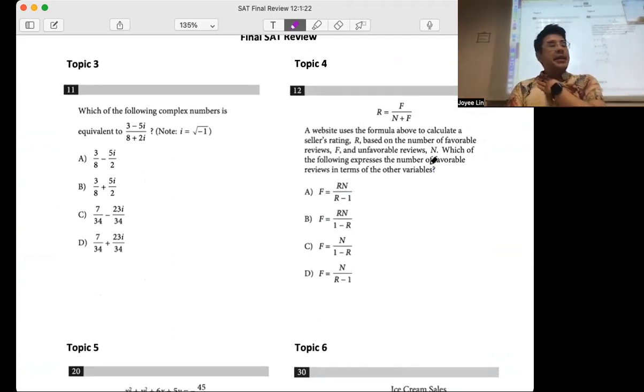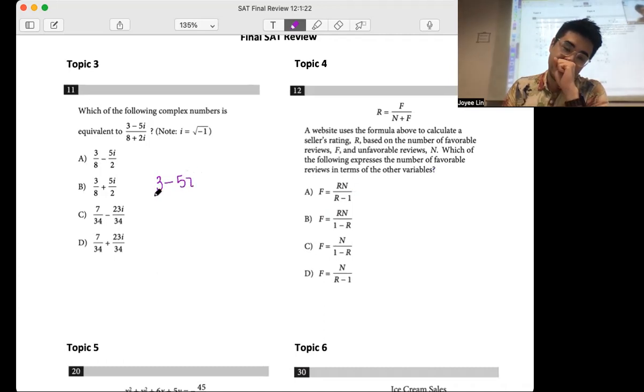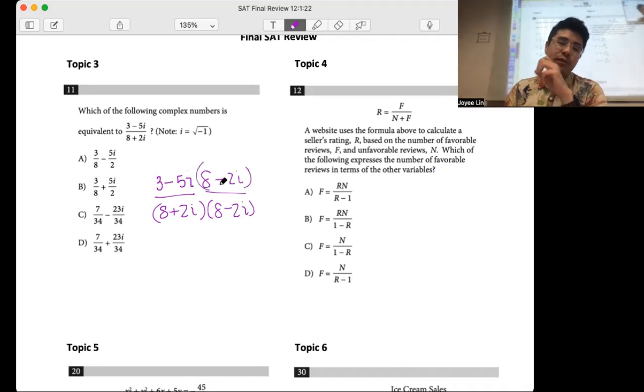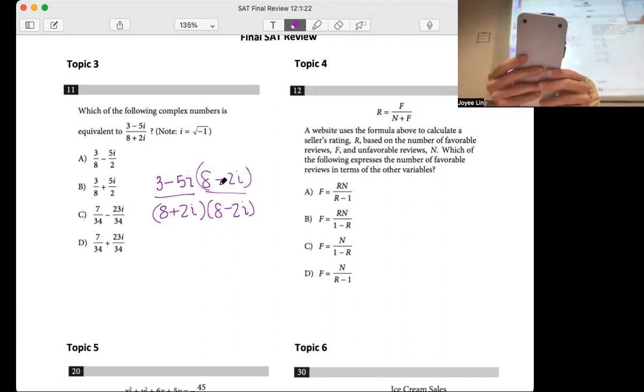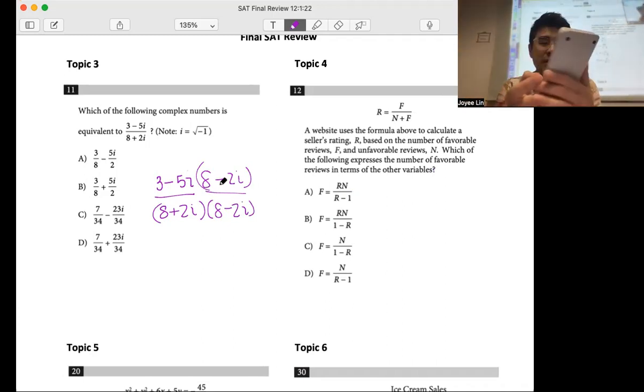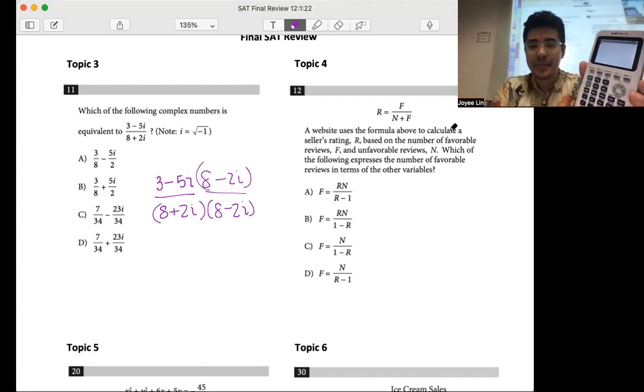Topic number 3, how do you do this by hand? Multiply by the conjugate, right? Okay, so you all know how to do it by the conjugate. I don't know if it'll show up on the non-calculator section. This is non-calculator because it's number 11. Let's just do it with the calculator for kicks and giggles. Yeah, you can do it with the calculator. If it shows up on the calculator section, right? Still need to do it the other way.